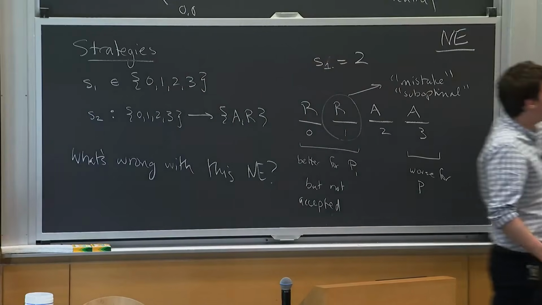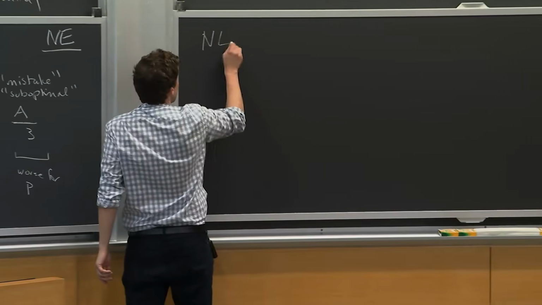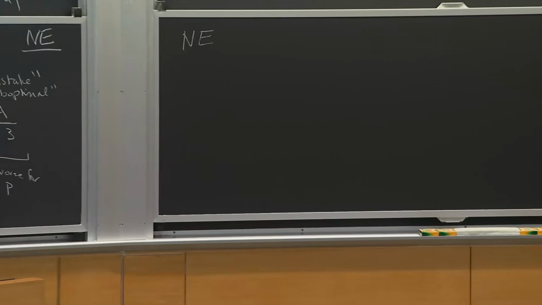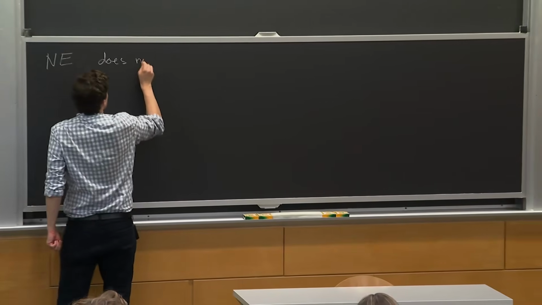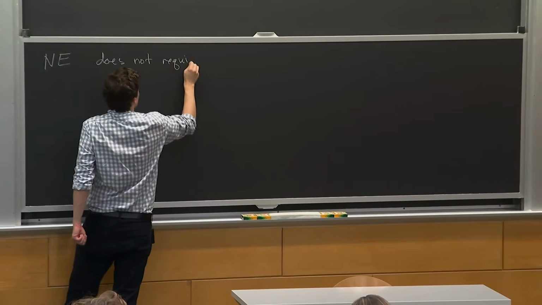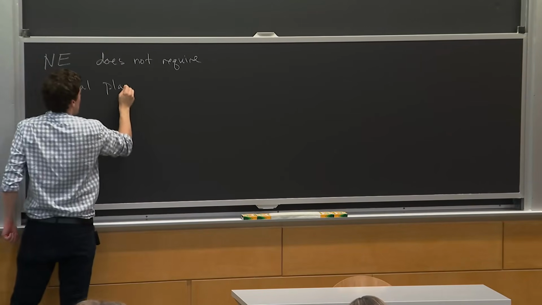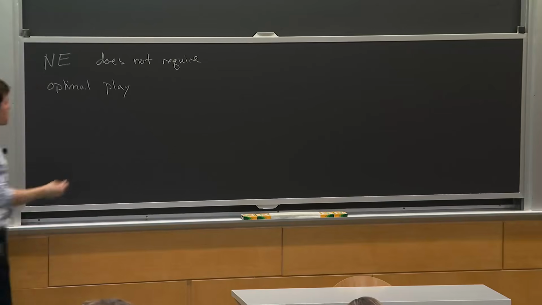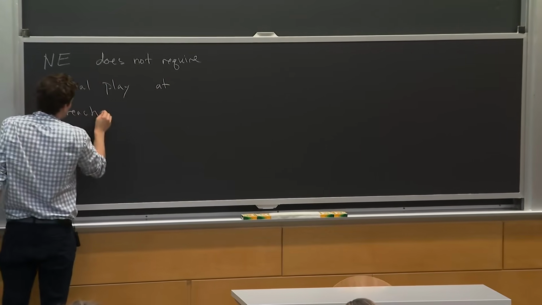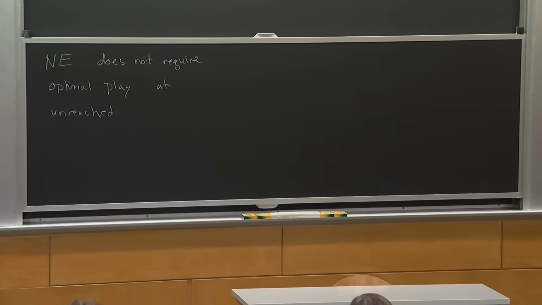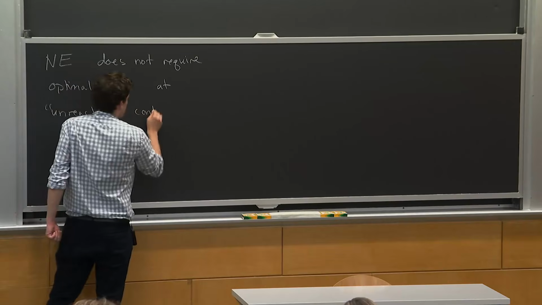So what we've identified is a crucial issue with Nash equilibrium, maybe a limitation of Nash equilibrium: Nash equilibrium does not require optimal play at unreached contingencies. We could be a little more precise, contingencies that are not reached based on the play of the other player, but I'll be a little vague here, at unreached contingencies.